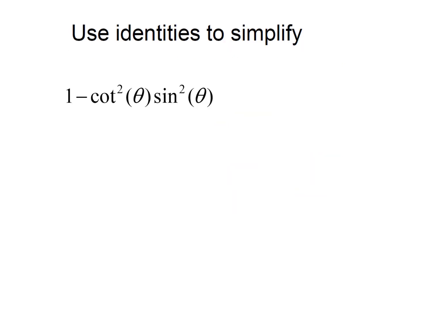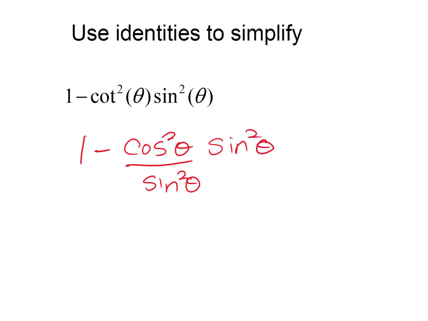Let's look at another example. So here I see I have 1 minus cotangent squared theta times sine squared theta. So I'm thinking I'm going to use the cotangent again and use its identity and write it in terms of sines and cosines and see what I have. So I have 1 minus cosine squared theta over sine squared theta. That was cotangent squared, and then I still have that sine squared theta.